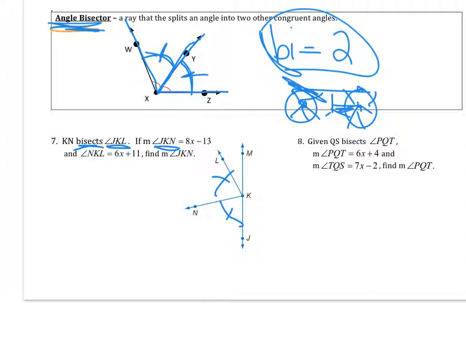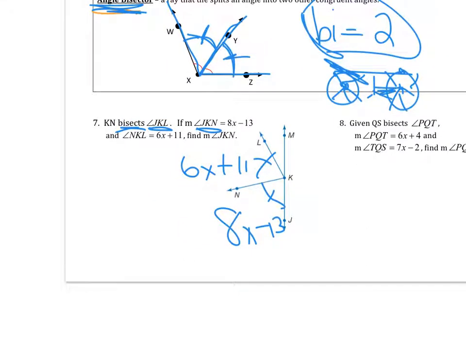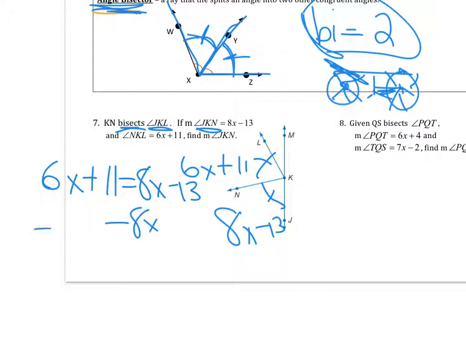JKN is this angle. That's saying that's 8x minus 13. NKL is 6x plus 11. So those are my two, so they are bisected, they are equal, so I want to set them equal to each other and solve it. So, little two-step algebra. Why did I do that step? That's not a very smart step. I want to keep the variable positive.